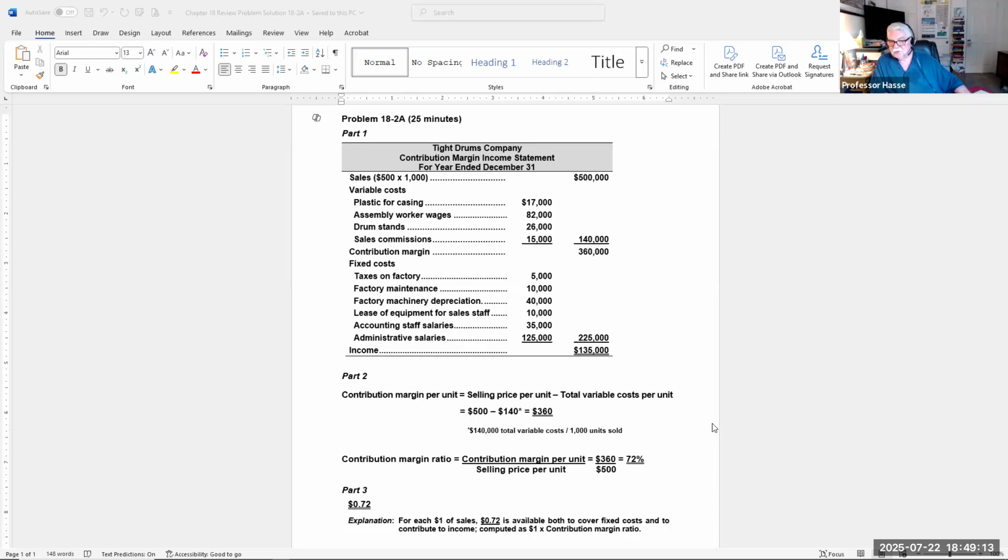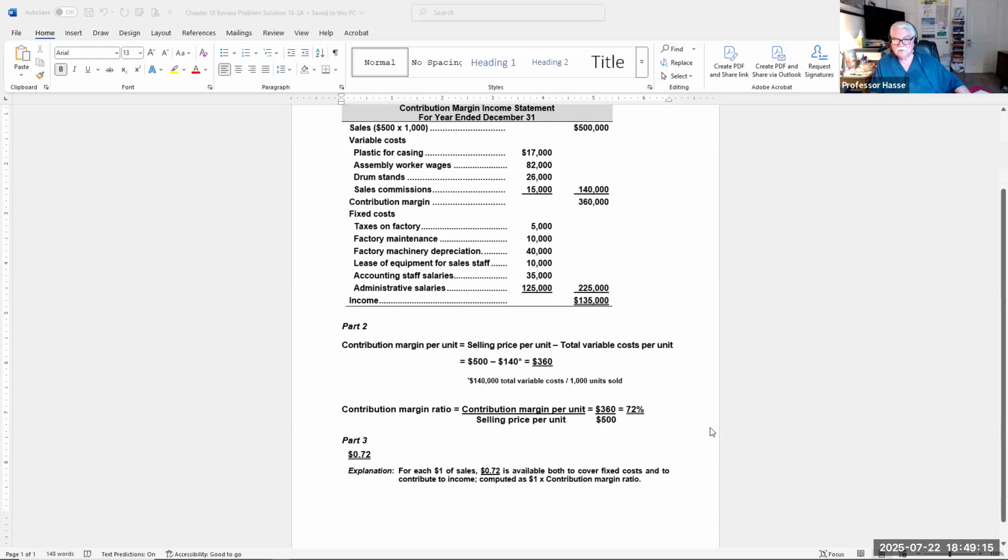Now, on a per unit basis, this is what part two is all about. Our contribution margin per unit is $500 selling price minus $140. How did we get the 140? $140,000 divided by 1,000 units. Our variable cost per unit is $140. So our contribution margin per unit is $360.